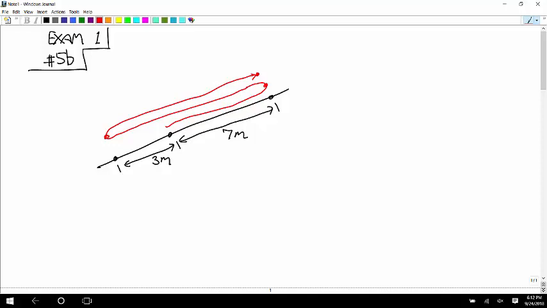For part B, the 0 position is where the man starts, so this is labeled 0. The positive direction is towards the mailbox, so that's positive. And so to label those other 2 points, if you start at 0 and go 3 meters in the positive direction, you're at positive 3 meters. And if you start at 0 and go 7 meters in the negative direction, you're at negative 7.